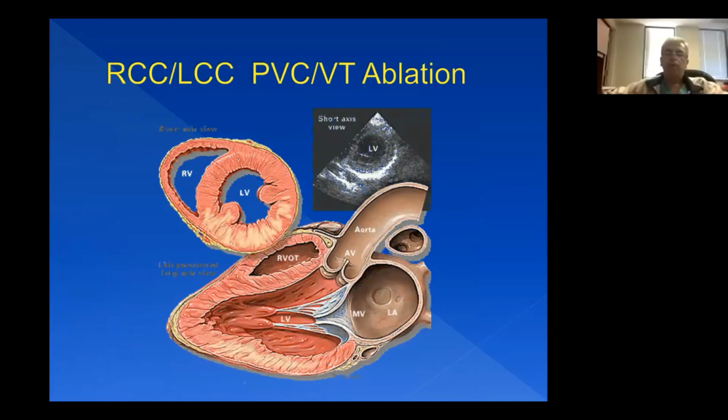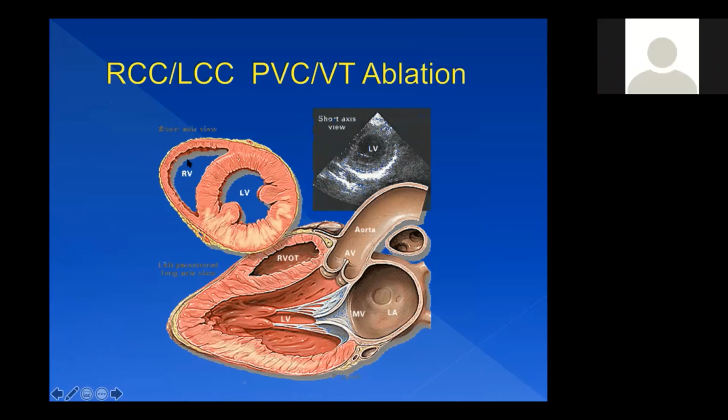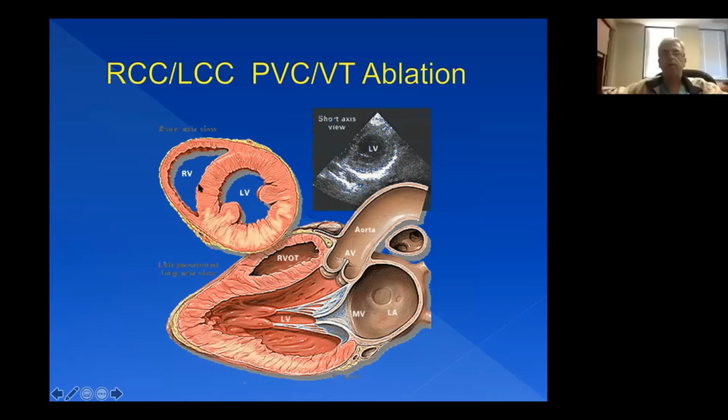Now, to explain why would we ablate PVC foci in the coronary cusps. So this is the left ventricle, the long axis. This is the aorta, and this is the coronary artery coming off a coronary cusp. Here, this is the left coronary cusp, and this is the short axis of the left ventricle, like a donut here, and the right ventricle. Once again, we can appreciate the thickness of the left ventricle relative to the right ventricle, and the reason the systemic pressure is 5 times that of the pulmonary pressure in normal cases.